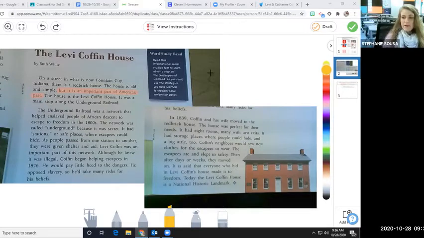So right now you're making sure you have at least one highlighted sentence from this text that proves it is an important part of America's past. I'm curious about what you chose. What did you choose from this first page that proves the Levi Coffin House was important to America's past? Vinny?